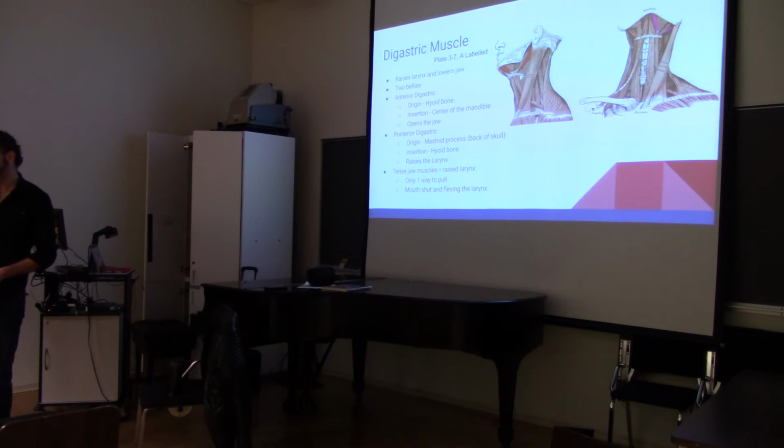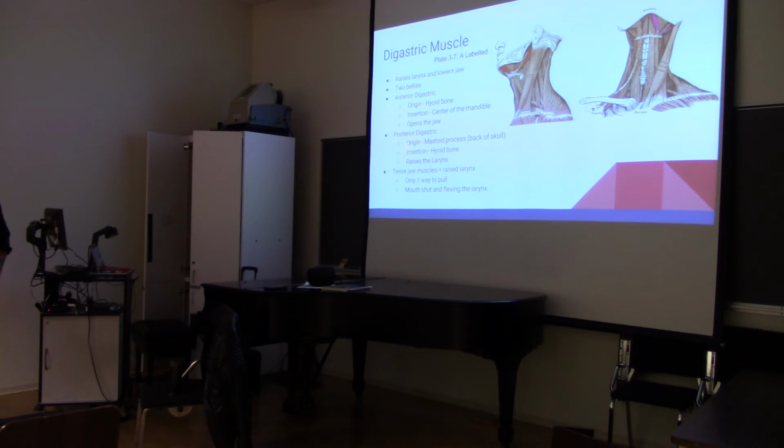Does that make sense to everybody else? I'm not trying to make this Dr. King central today. Posterior digastric, that's the one that can raise our larynx. It tenses the jaw and raises the larynx. There's only one way to pull the mouth shut and flex the larynx. If you keep it shut and try to move your larynx, then you're using those muscles.